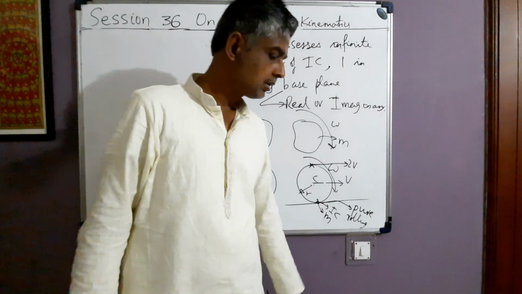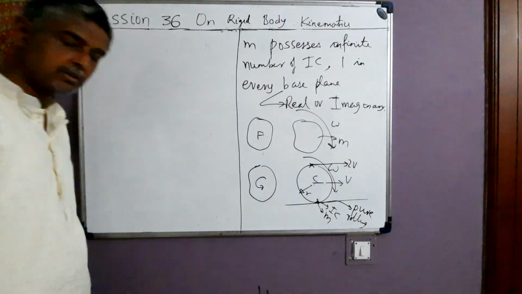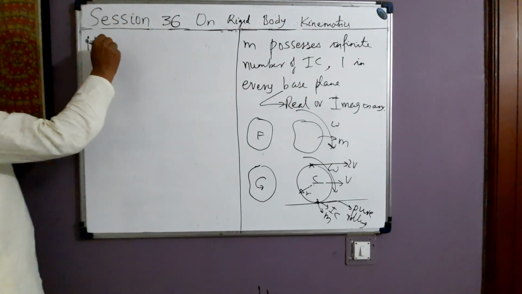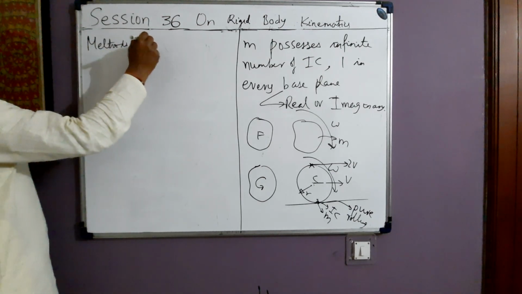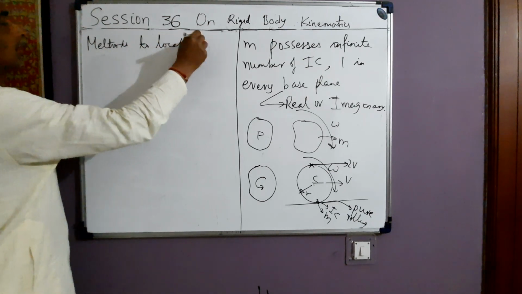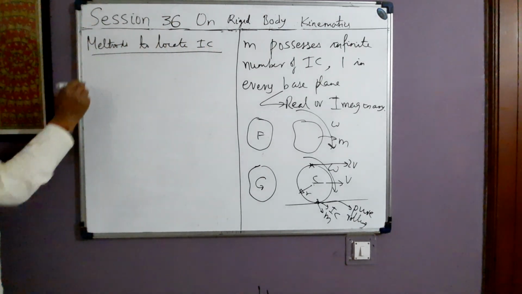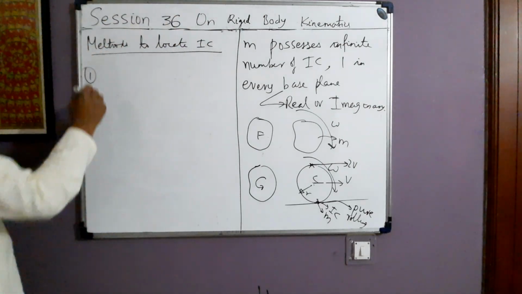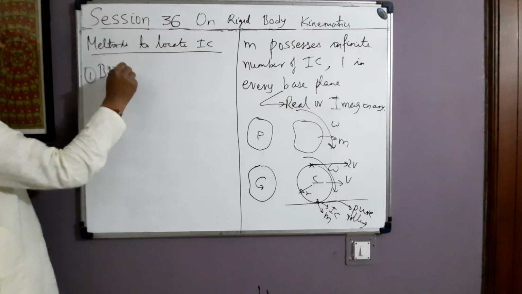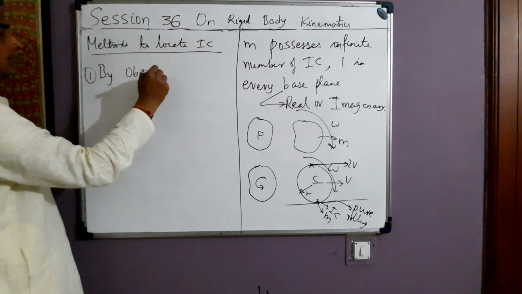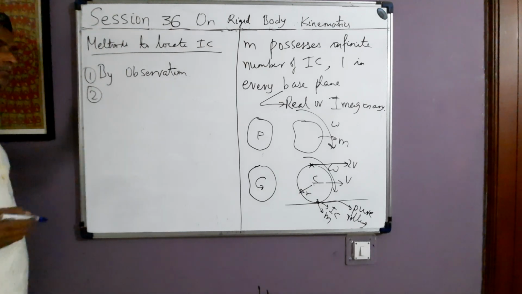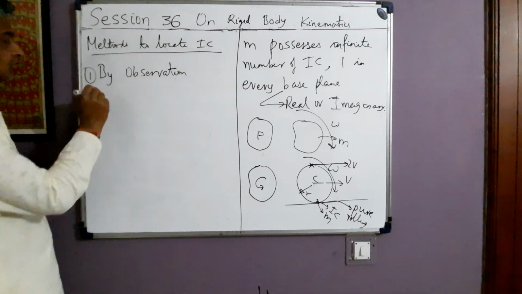Now we'll discuss some problems. So, methods to locate the IC. There are various methods. First method is by observation. Second, by using the IC concept.